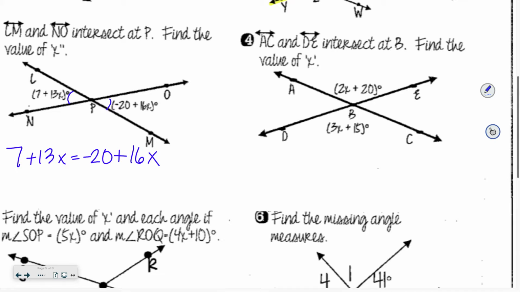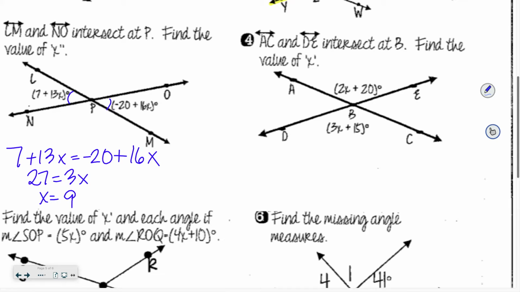So that's going to give me 27 equals 3X. So X equals 9. And the problem simply says find the value of X, so we're finished. There's no need for us to plug it back in. If it says find the angle measure, then you would plug it back in.